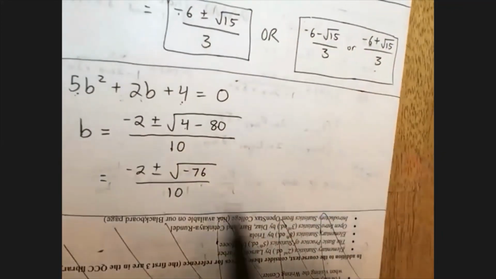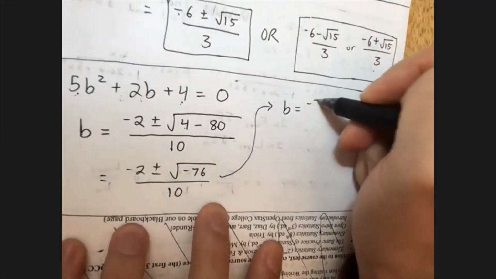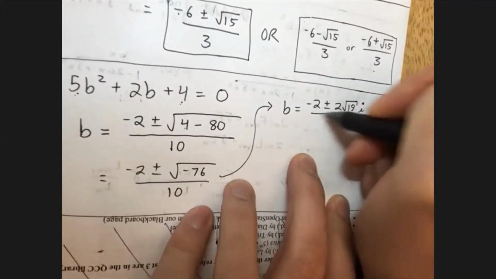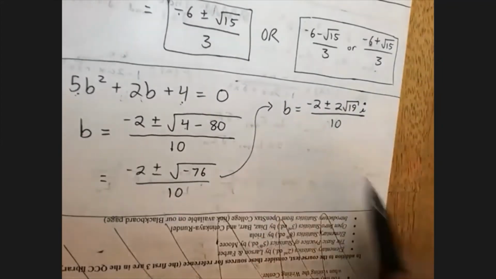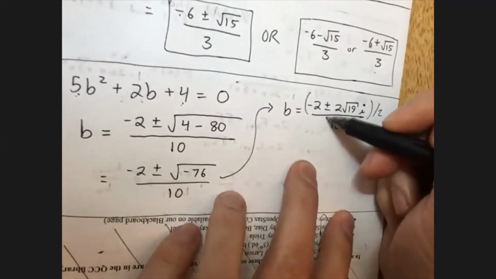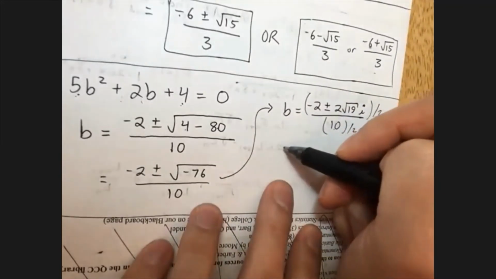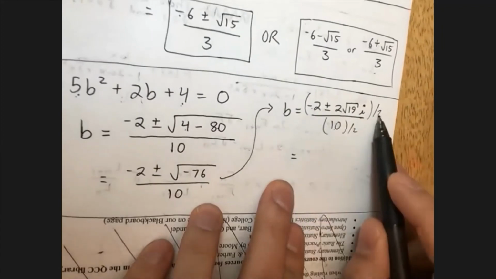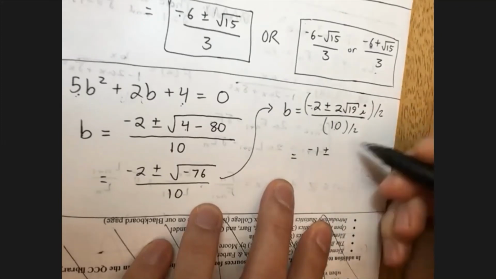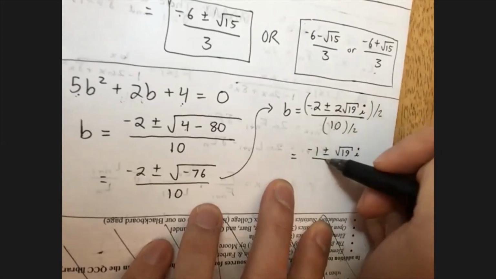So that is what we're going to put in place of here. Let's go up here. b is equal to negative 2 plus or minus 2 root 19 i over 10. Now I'm seeing that everything here is divisible by 2, so we can simplify everything by dividing it by 2, just like we did in the previous problem. Negative 2 divided by 2 is negative 1. 2 divided by 2 is 1, so I'm just left with root 19 i there. And in the bottom, I have 5.